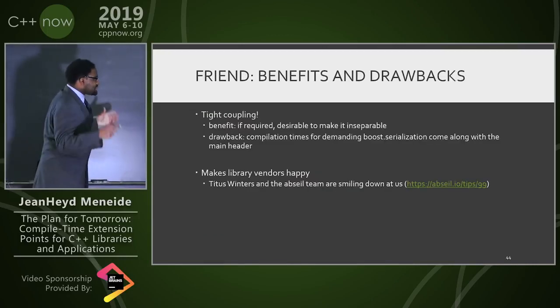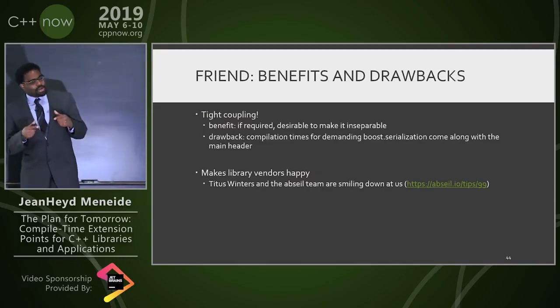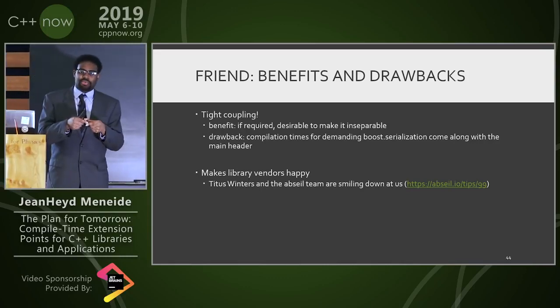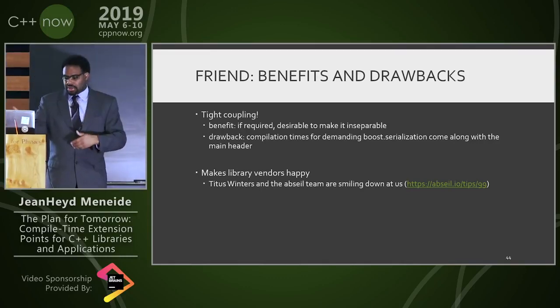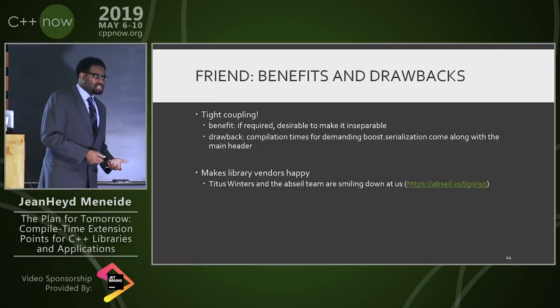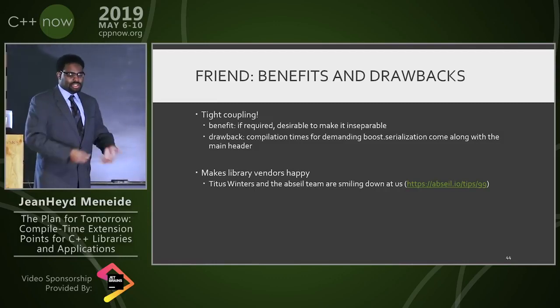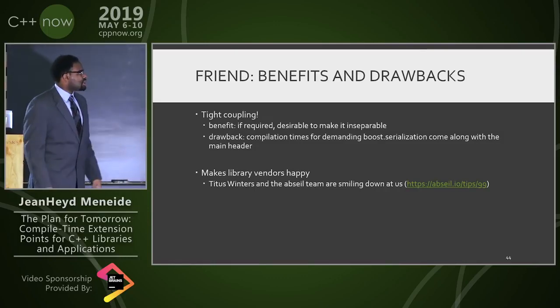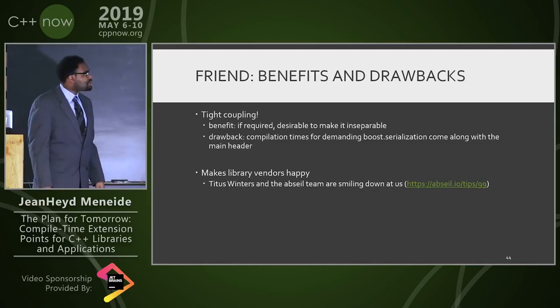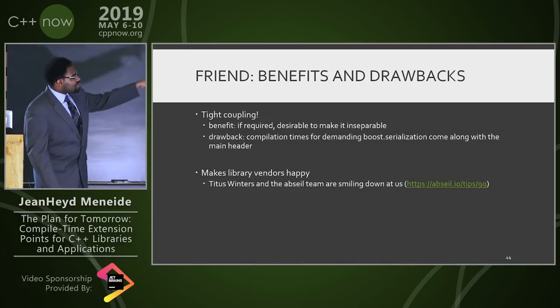The idea here is that there's a type coupling. It's a benefit if it's required, because now you can't forget. It also makes it hard for you to separate it out and do something bad with it. The drawback is that if the compilation of boost serialization is terrible for your general project, well, now you've just dragged that into a header and it has to be part of the fun. And so that's kind of the drawback there.